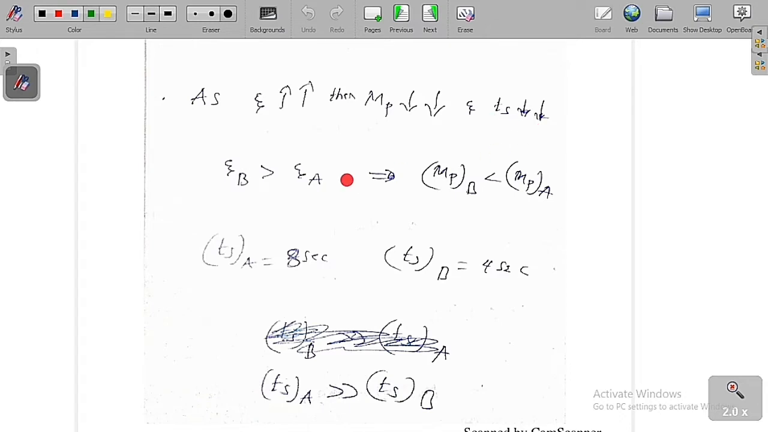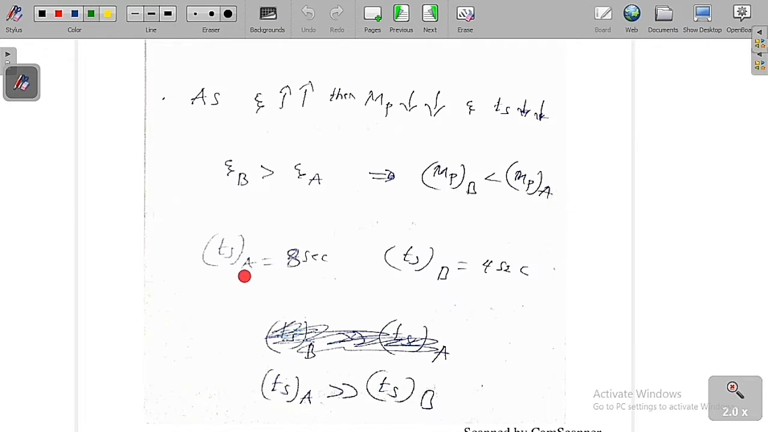I have already told you the damping ratio of system B is always greater than the damping ratio of system A. We can say that the damping ratio of system B is 1 by 4 and the damping ratio of system A is 1 by 6. So the damping ratio of system B is always greater than that of system A. As the damping ratio increases, what is the peak overshoot? The peak overshoot value will decrease. So the peak overshoot of system B is lesser than the peak overshoot of system A.